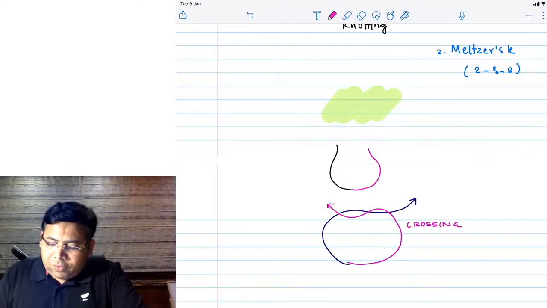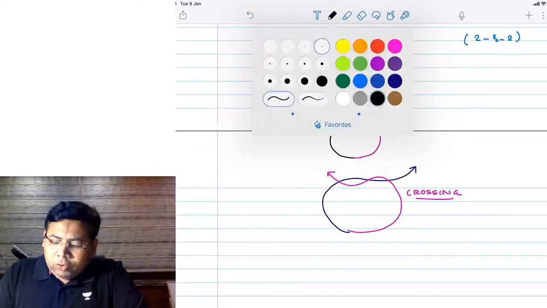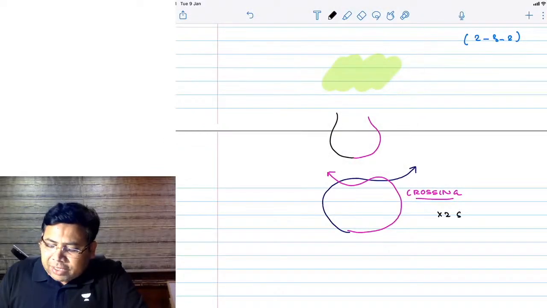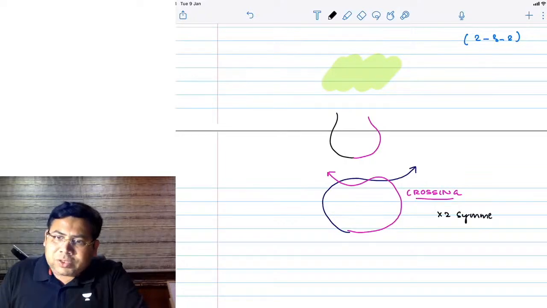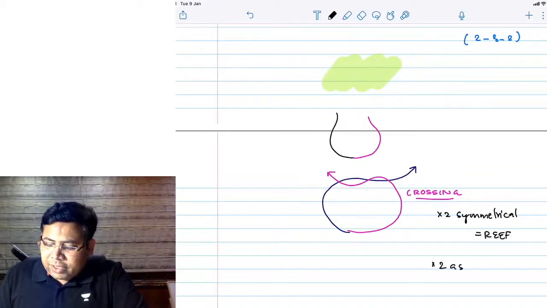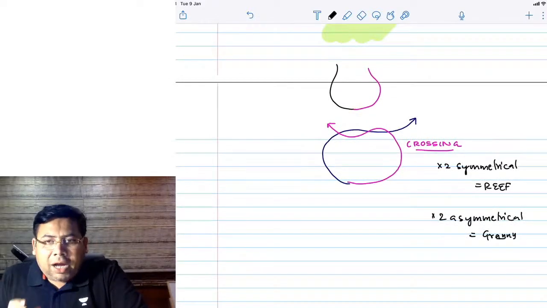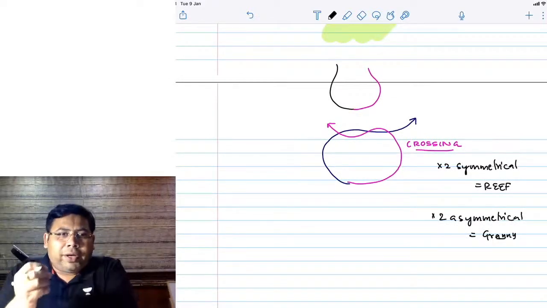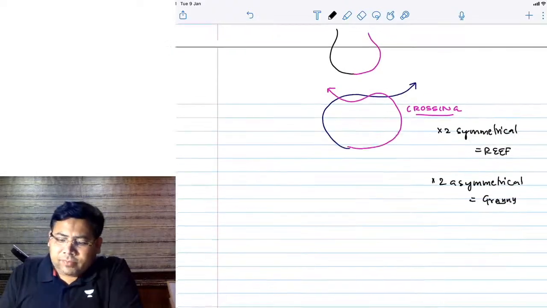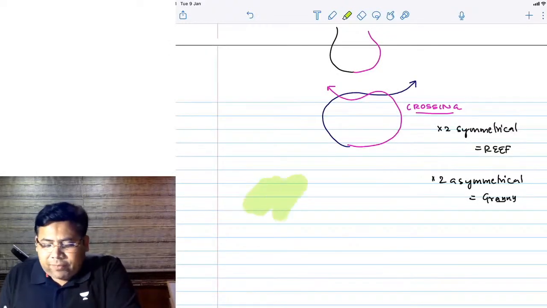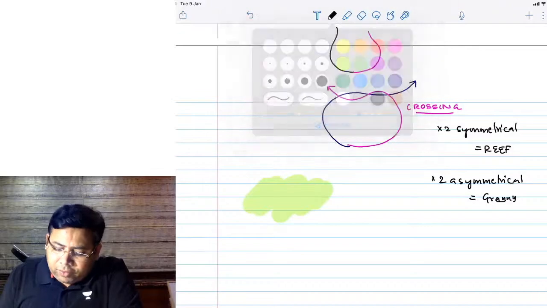Always remember, if you do two symmetrical crossings, this is known as a reef knot. And if you do two asymmetrical crossings, that is known as a granny's knot. But technically it's okay, but how to identify this on an image?